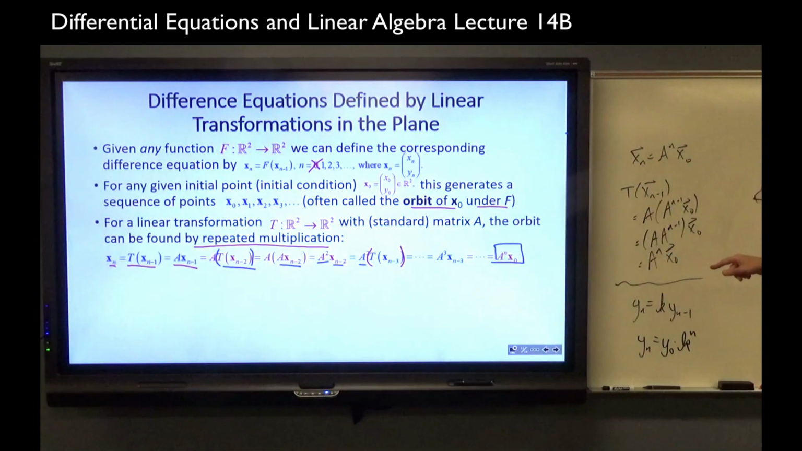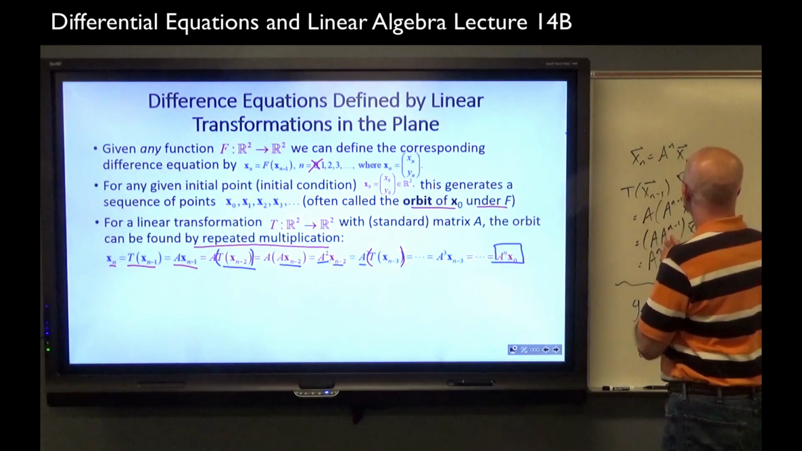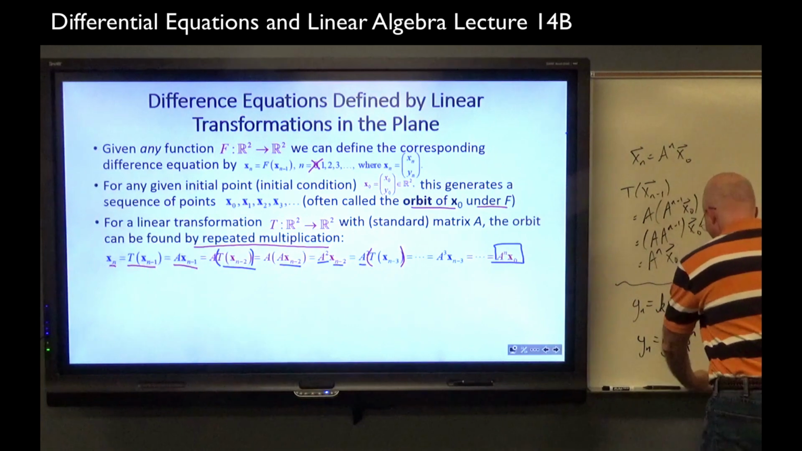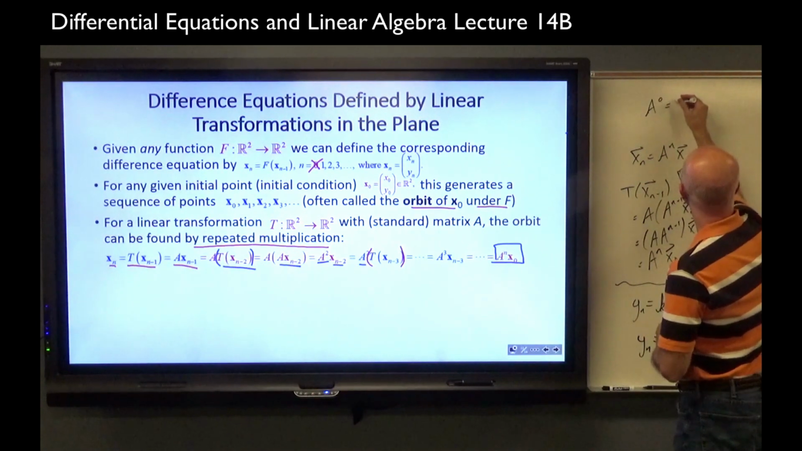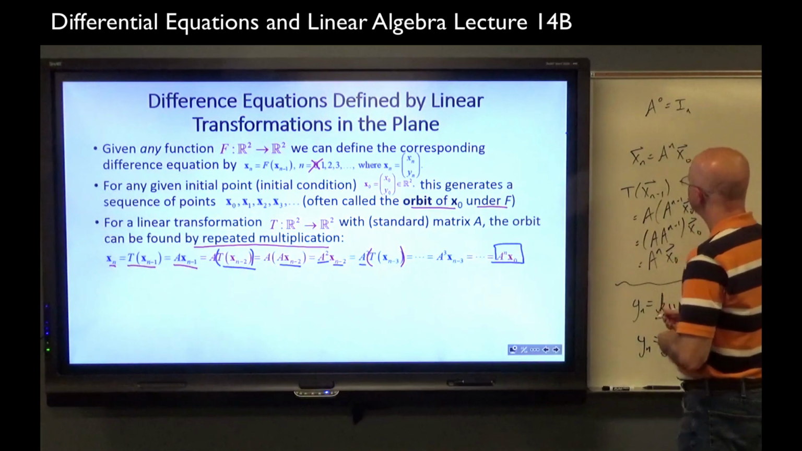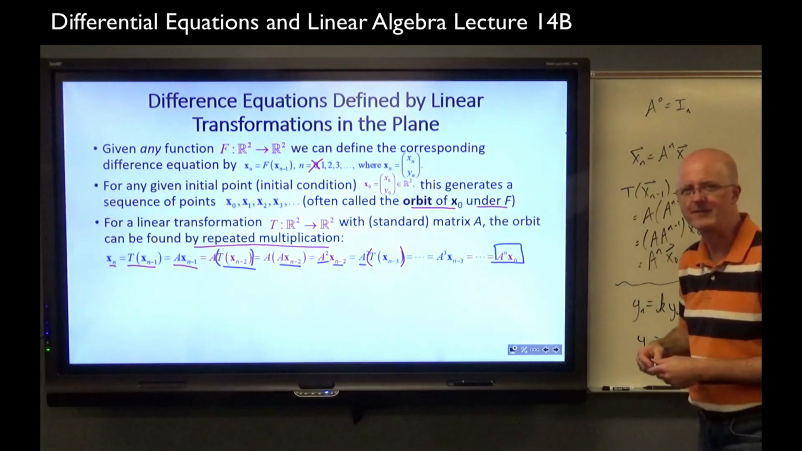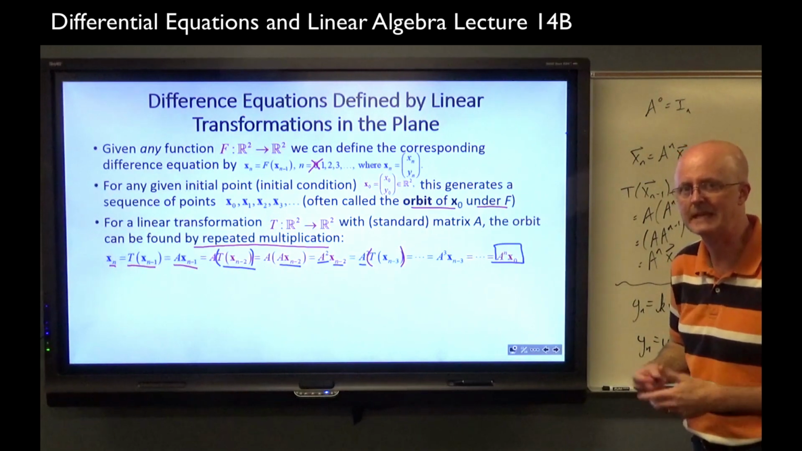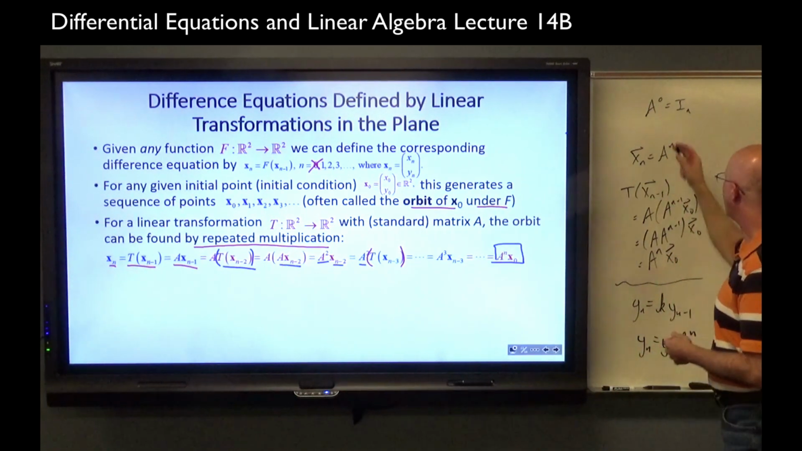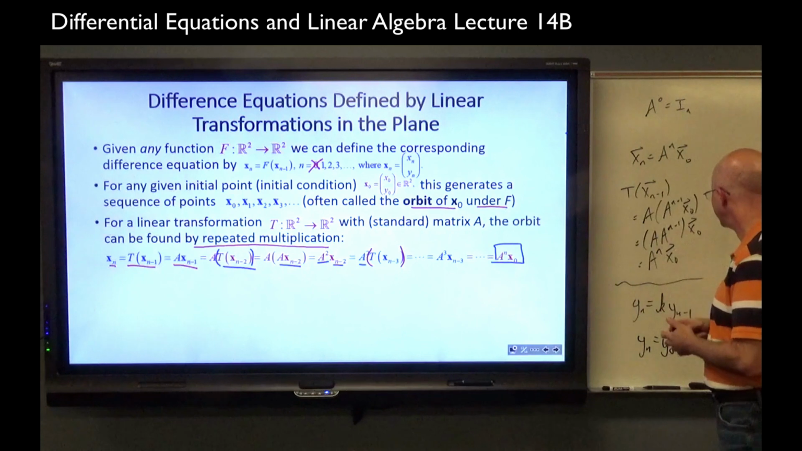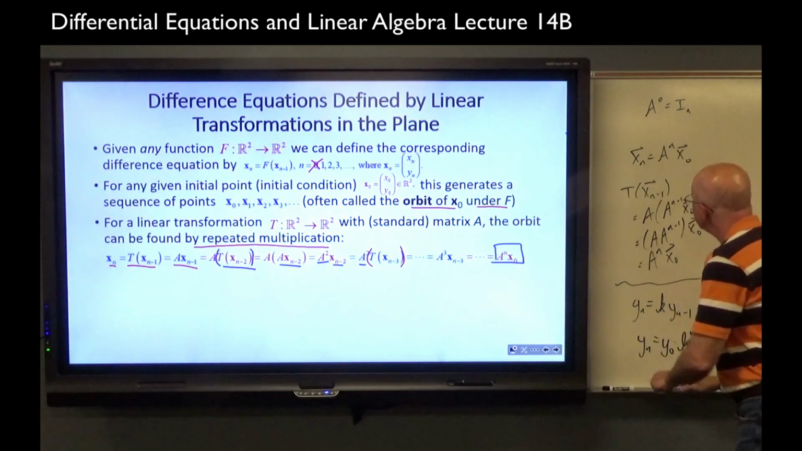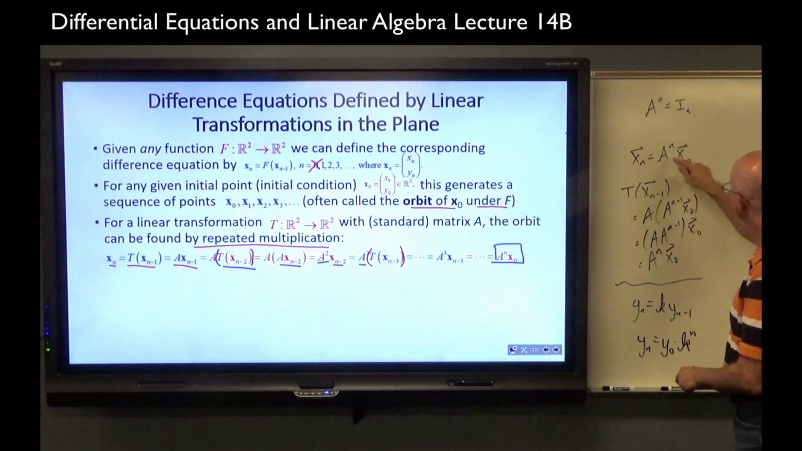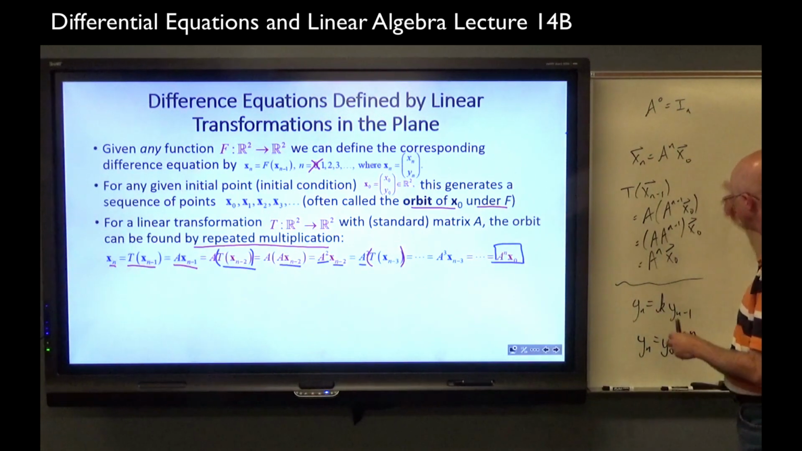I should also mention here that when n is 0, a square matrix to the 0 power is defined to be the identity matrix, analogous to a non-zero number to the 0 power being equal to 1. The non-zero matrix to the 0 power is defined to be the identity matrix. Okay, that's a definition, and that makes the initial condition work as well, because you get A to the 0 times x0, which is I times x0, which is x0 itself.